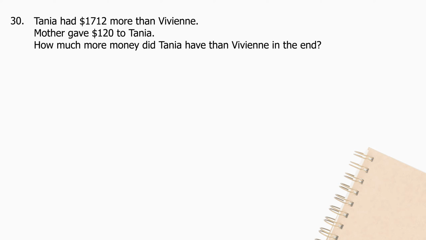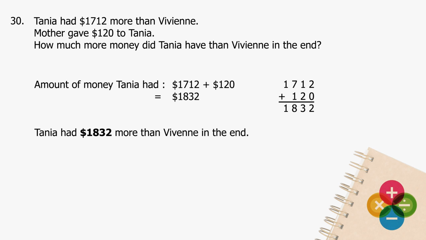Question 30. Tanya had $1,712 more than Vivian. Mother gave $120 to Tanya. How much more money did Tanya have than Vivian in the end? The amount of money Tanya had will be, add $1,712 to $120, and the sum is $1,832. Tanya had $1,832 more than Vivian in the end.